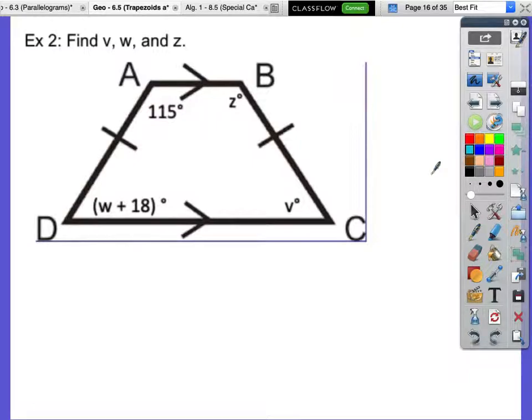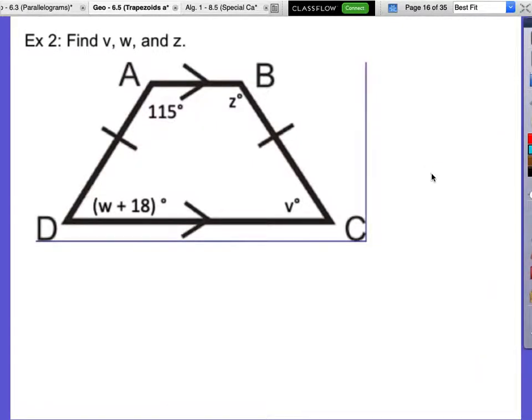Okay. So let's go to example 2 before we finish the note card. Really? Yes. Maybe. Okay. So, what kind of trapezoid do we have here? Pick one. Isosceles. How do we know it's isosceles? The legs are congruent. The non-parallel sides, the legs, are congruent.